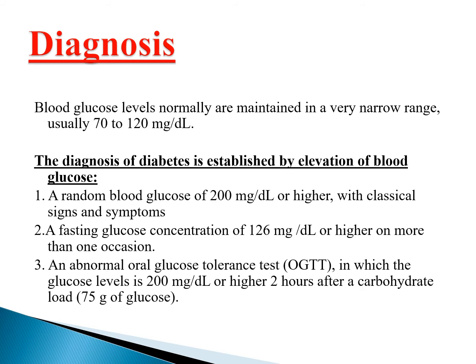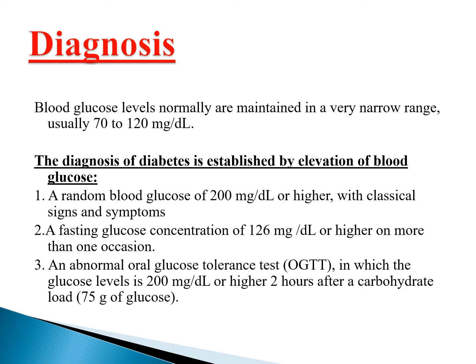When the reading is not adequate, we should have more than one occasion of elevated blood glucose with the signs and symptoms of the disease. The second way of diagnosis is the fasting glucose, over approximately 12 hours fasting or fasting overnight before we do the test. The fasting glucose concentration of more than or equal to 126 milligrams per deciliter on more than one occasion is diagnostic of diabetes.